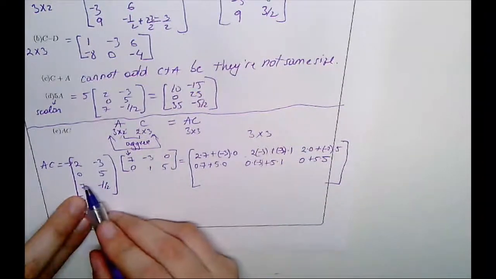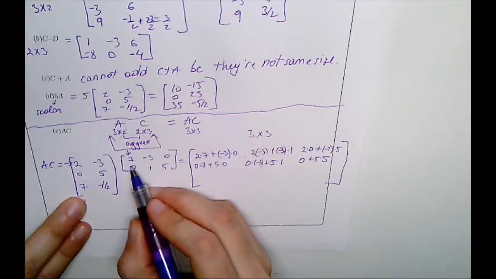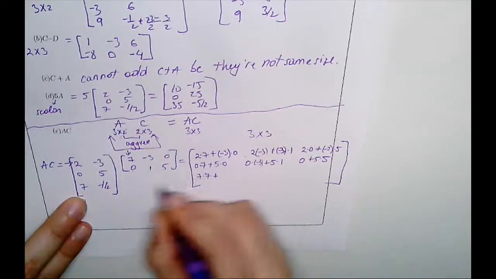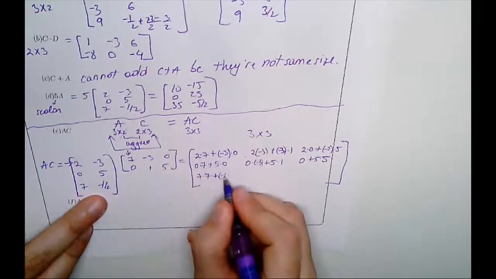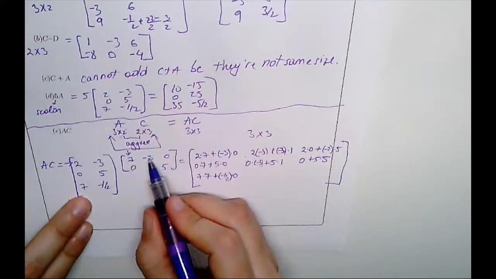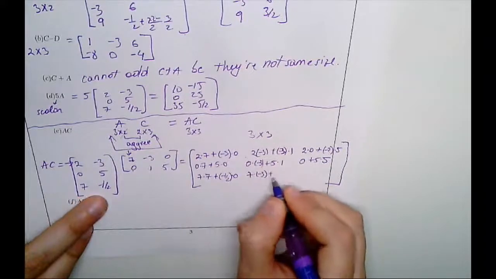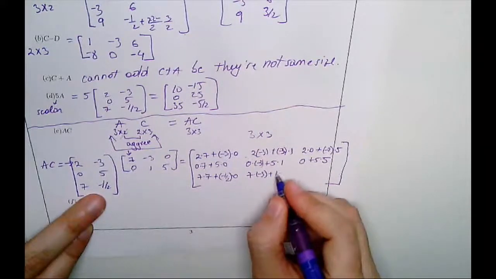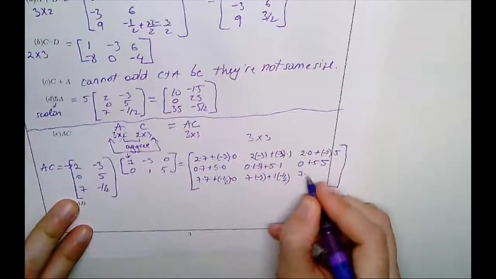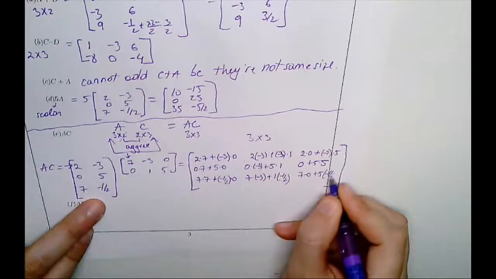Now in the third row, I'm going to take the third row of A times the first column of C, so it's going to be 7 times 7 plus negative 1/2 times 0. And then in the second column, 7 times negative 3 plus 1 times negative 1/2. And then 7 times 0 plus 5 times negative 1/2.